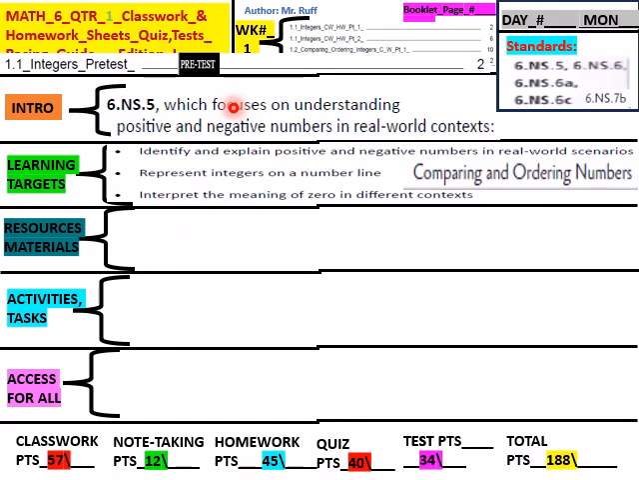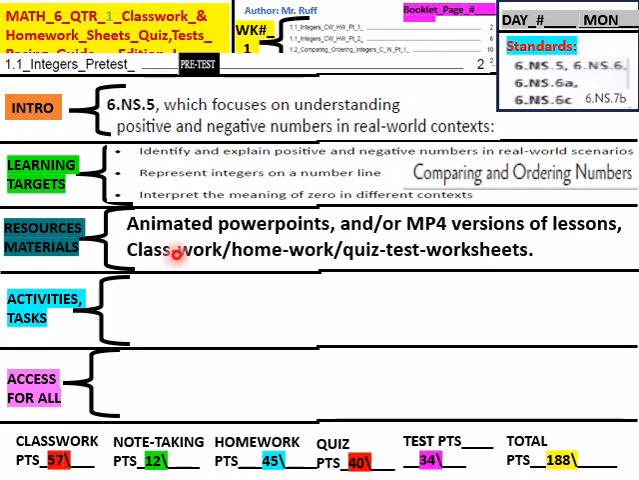And then our learning targets are identify and explain positive and negative numbers in real-world scenarios, represent integers on a number line, interpret the meaning of 0 in different contexts, and then comparing and ordering numbers.